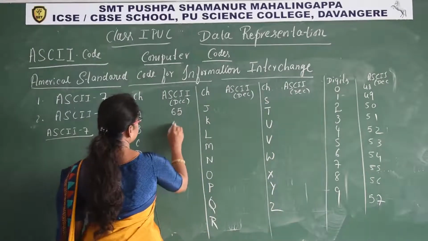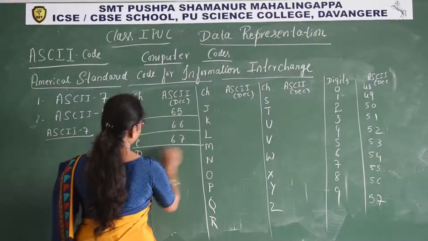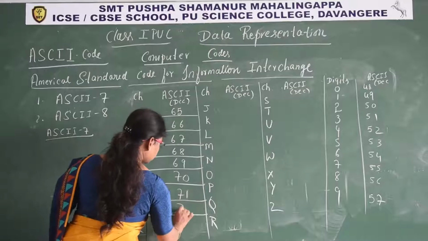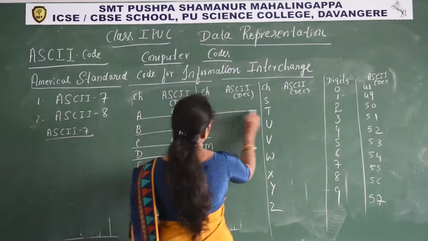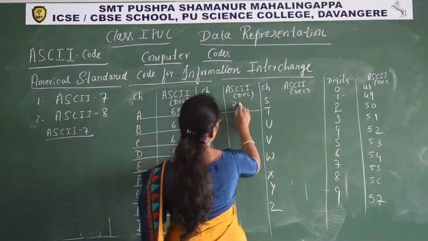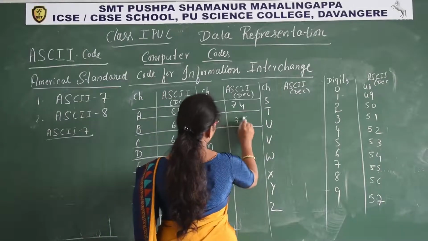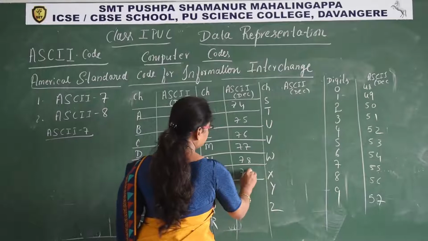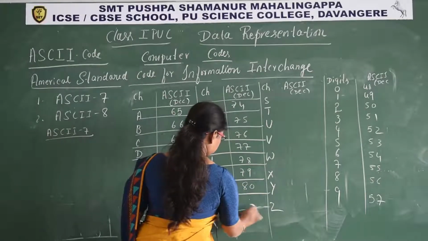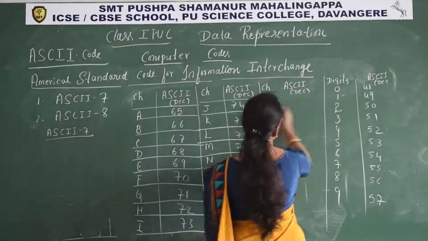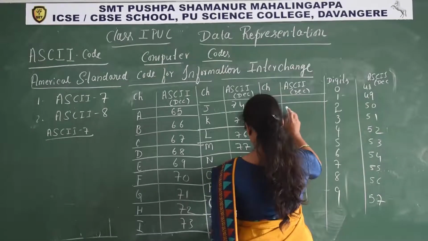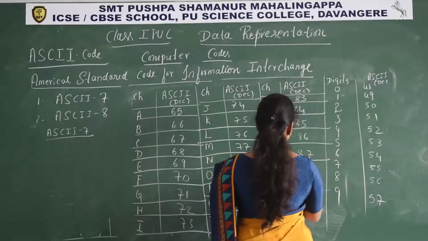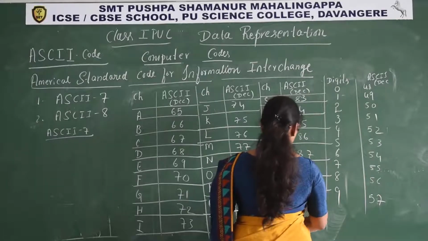Now 65, 66, 67, 68, 69, 70, 71, 72, 73, 74, 75, 76, 77, 78, 79, 80, 81, 82, 83, 84, 85, 86, 87, 88, 89, 90.